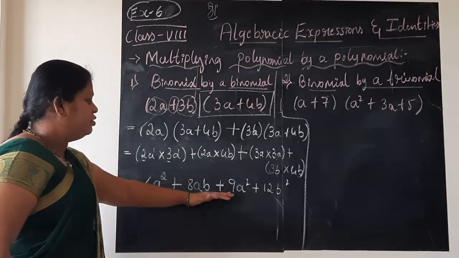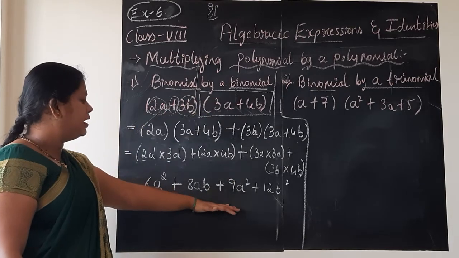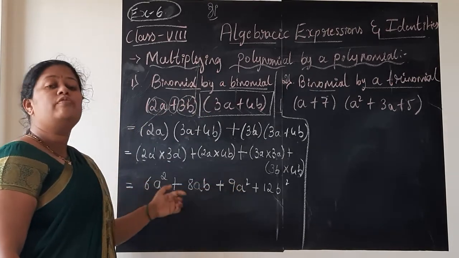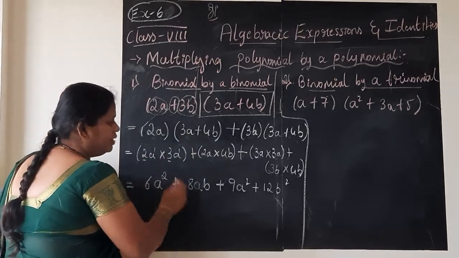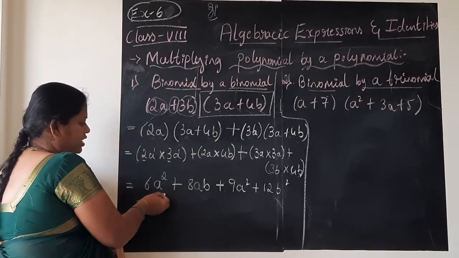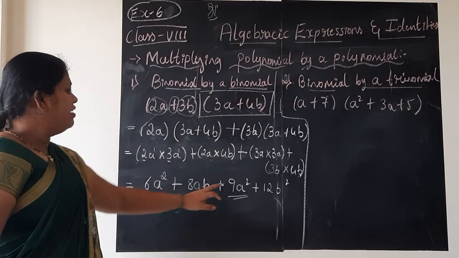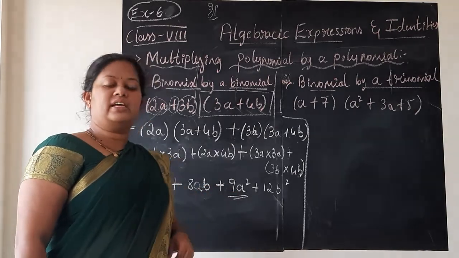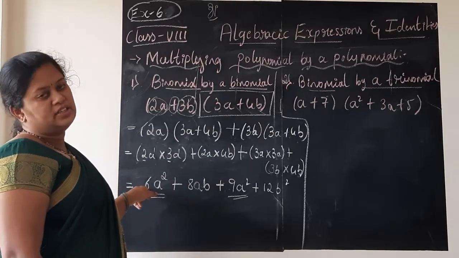Now, we used to end at this point usually. But when we are multiplying binomial by binomial, we have to do one more step to keep it simplified, children. Observe here, 8ab, only one term is there. 12b square, only one term is there. So, leave it as it is. But observe this 6a square and 9a square. Both are having the variable with the same power, a square. So, we need to add their numbers in such a case.